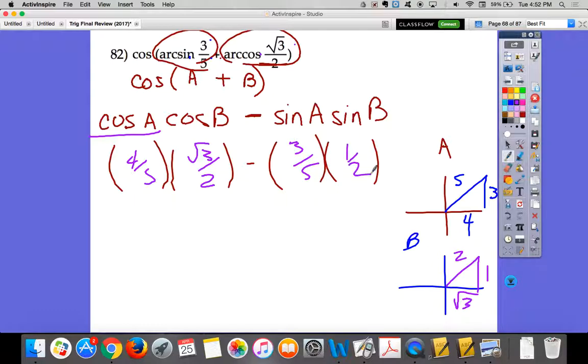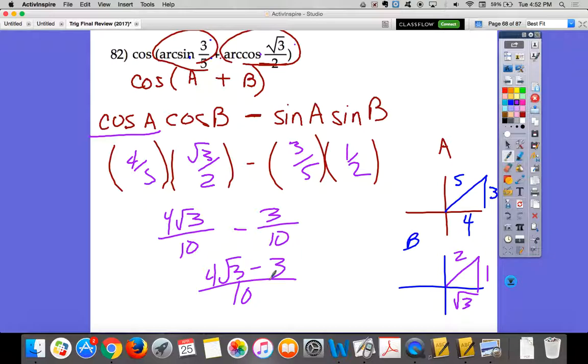So now it's just a matter of can you multiply your fractions. You've got 4 square root of 3 over 10 minus 3 over 10. Thankfully, the denominators are already the same. And you're just going to put your numerators together. And I do believe, yes, that is the answer that they got. So it just looks a little strange, but all it is a sum rule.